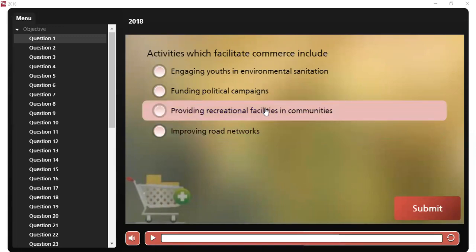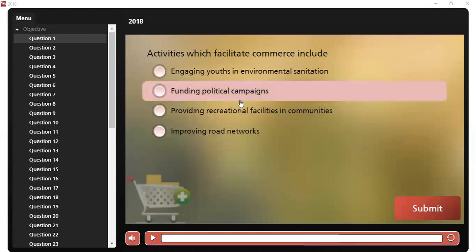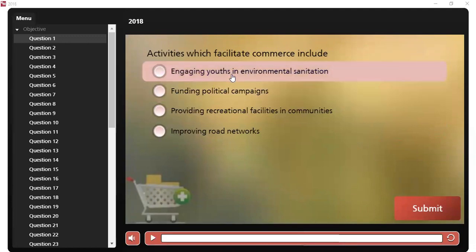We will be looking at some past NECO questions involving commerce, and this will be very helpful for you as you prepare for your SSCE. Let's start. Let's look at the very first question here.